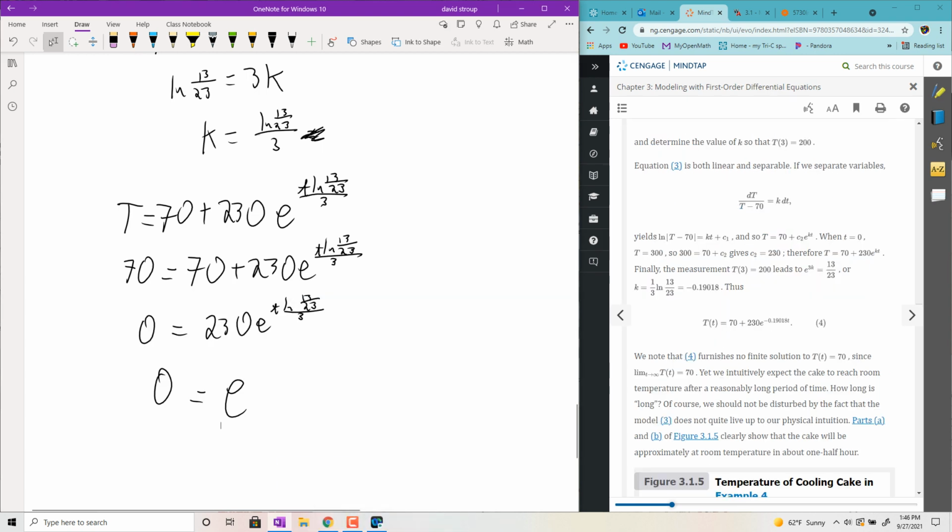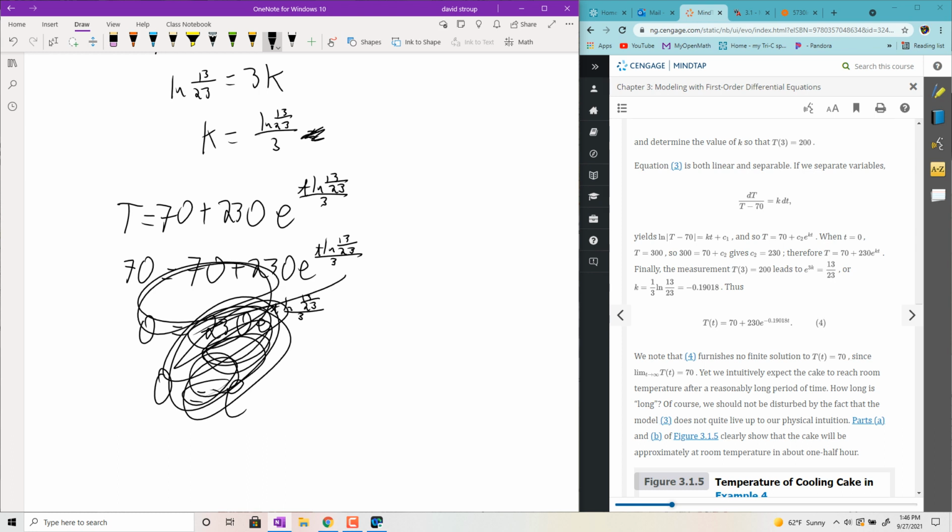Actually, you're just not going to be able to solve this. That's weird. They go on to say that as t goes to infinity, this factor is negative, so this overall term will just go to 0, and T will equal 70. So it doesn't have an exact answer, but you can make t big enough and it'll get closer and closer to 70.